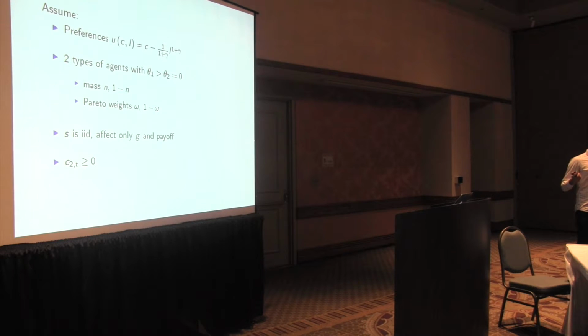So the way to think about these two agents is that there's a productive agent and an unproductive agent, in the sense that one of the agents has productivity equal to 0, so he cannot work, and the other one has some productivity theta. N and omega would be the mass of the productive agent and the Pareto weight the planner assigns on the productive agent. For this example, the shocks are going to be IID, and they're only going to affect government expenditures and payoffs. But we are going to be arbitrary in terms of what is the correlation between these two objects.